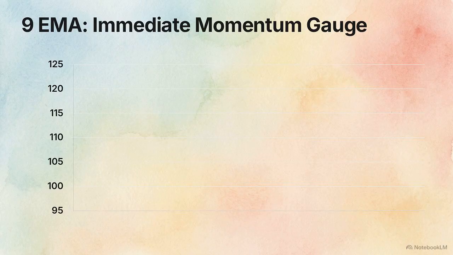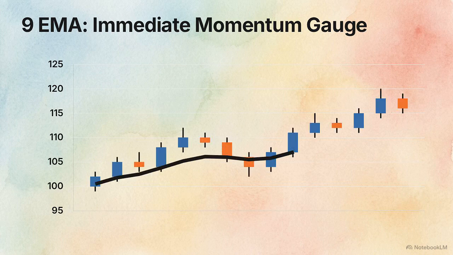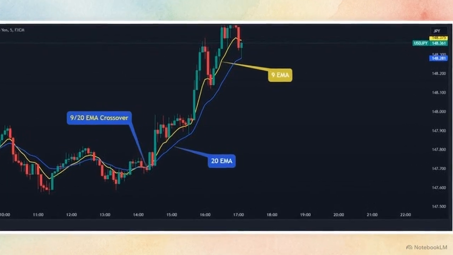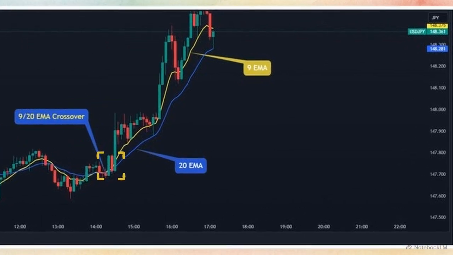Now we move to the microstructure of the chart to determine our timing. We introduce the 9 period EMA as the immediate momentum gauge. Notice how tightly the yellow 9 EMA weaves with the price. When price dips into our value zone, a crossover of the 9 EMA back over the 20 EMA provides the first major confirmation that trend momentum has returned.